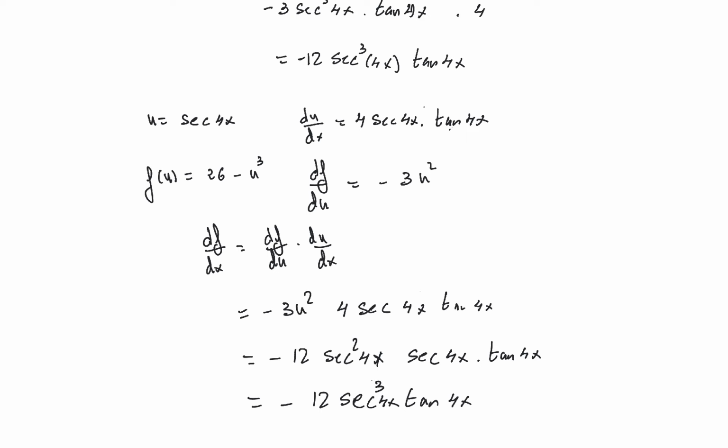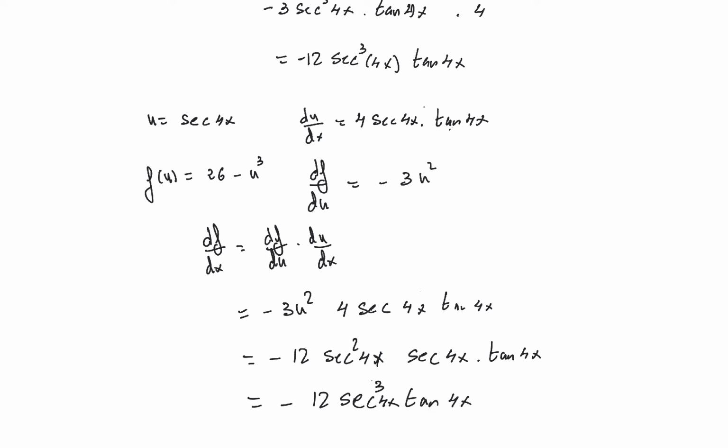Okay, so I apply my equation for the chain rule. The derivative of f with respect to x is the derivative of f with respect to u multiplied by the derivative of u with respect to x. What is the derivative of f with respect to u? It's here: minus 3 times u squared. What is the derivative of u with respect to x? It's here.